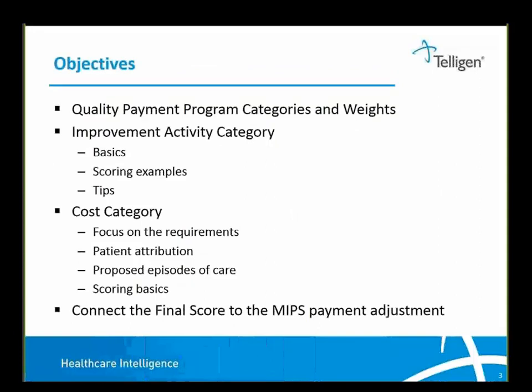After talking briefly about the Quality Payment Program categories and their weights, I will talk more specifically about the improvement activity category, with a lot of emphasis on the basics, as this is a new category in 2017. Then I'll provide some scoring examples and tips to keep in mind. Sandy will then talk about the cost category, focusing on the requirements, patient attribution, proposed episodes of care, and finally some scoring basics. Finally, we'll connect the final score to the MIPS payment adjustment so we can tie it all together for you.